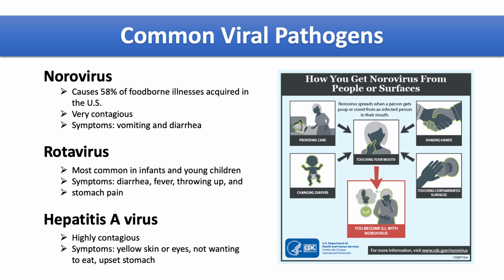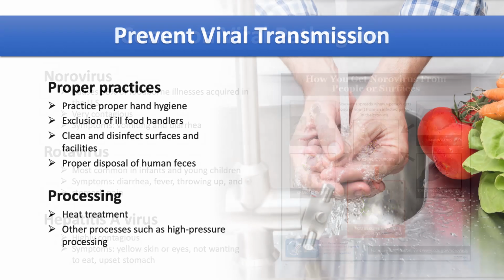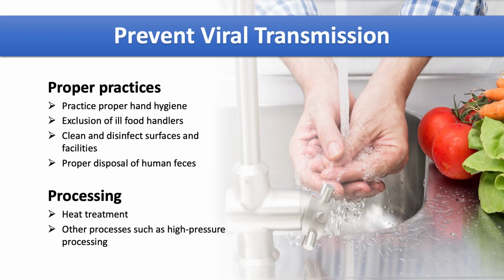There are some other foodborne viruses that have been associated with outbreaks and illnesses, such as hepatitis A and hepatitis E viruses. Proper practices are important in preventing the transmission of foodborne viruses because fecal-oral is the main route for the transmission of foodborne viruses. Patients can shed high numbers of viral particles in their feces and vomit.